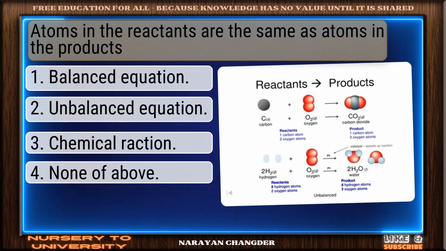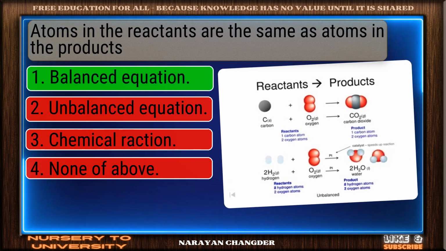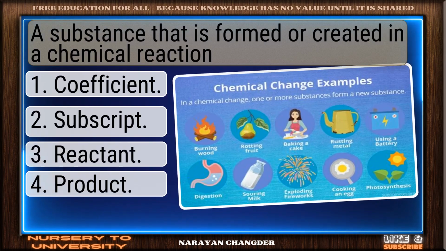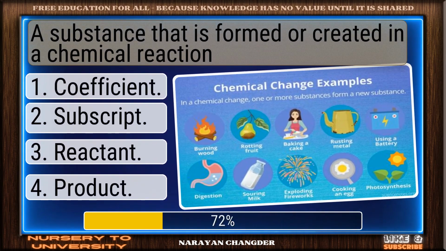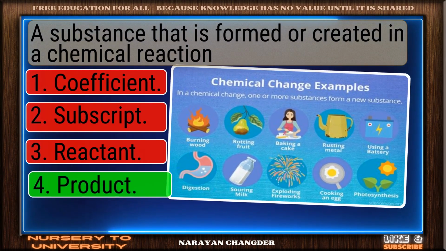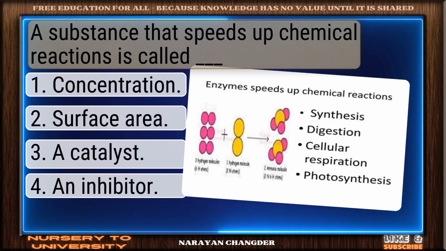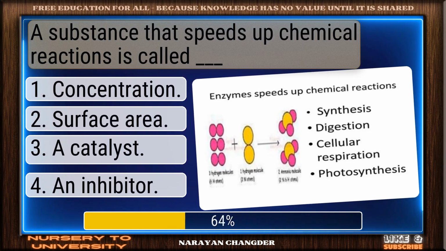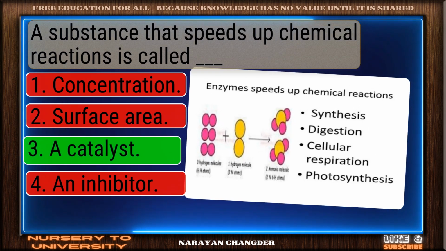Atoms in the reactants are the same as atoms in the products. Smart move. Balanced equation is an accurate answer. A substance that is formed or created in a chemical reaction. Exactly. Product makes sense and it is right choice. A substance that speeds up chemical reactions is called dash. Clear logic. Your choice, a catalyst, is sound and 100% true.